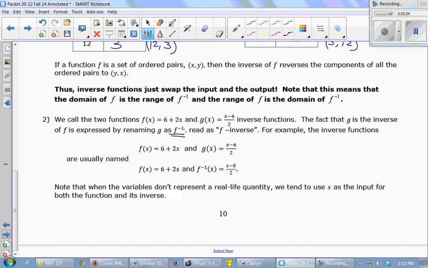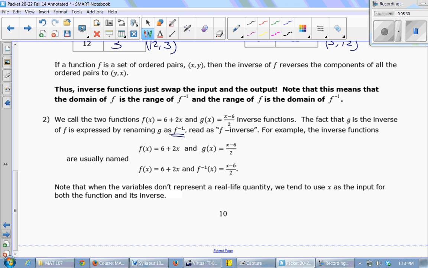So if f of x is 6 plus 2x, g of x is (x minus 6) over 2. Those are the two inverse functions that represent the corn seedlings. You would say, well, f is 6 plus 2x, and f inverse of x is (x minus 6) over 2. Okay, so we'd rename g using f inverse, just to clearly show that those two functions have a special relationship.